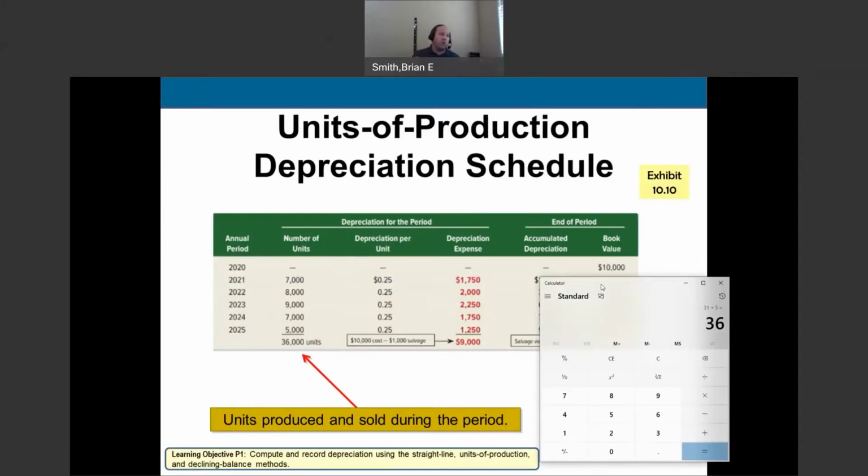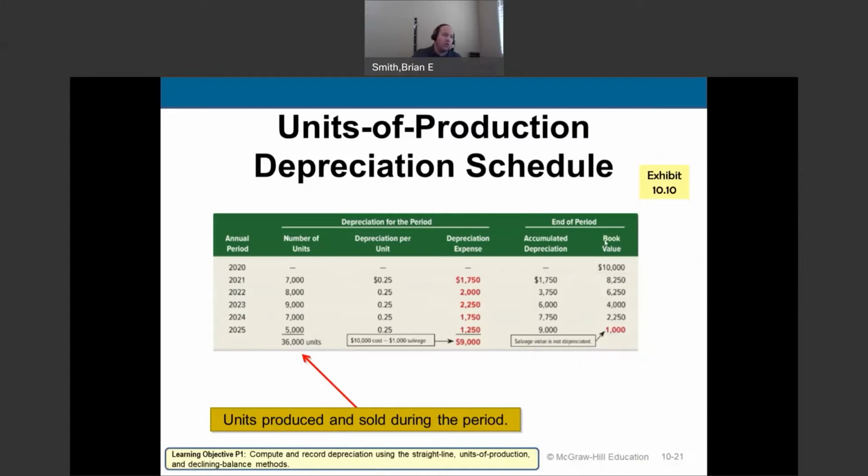But what if in that last year we produced 6,000 units? 6,000 units multiplied by 0.25 would have been $1,500. But if we added that to our depreciation expense in prior years, we would have over depreciated by $250. Can't do that. So even if in 2025 we produced anything over 5,000 units, we would still only depreciate $1,250 to get it down to our salvage value of $1,000. You cannot depreciate beyond the salvage value.